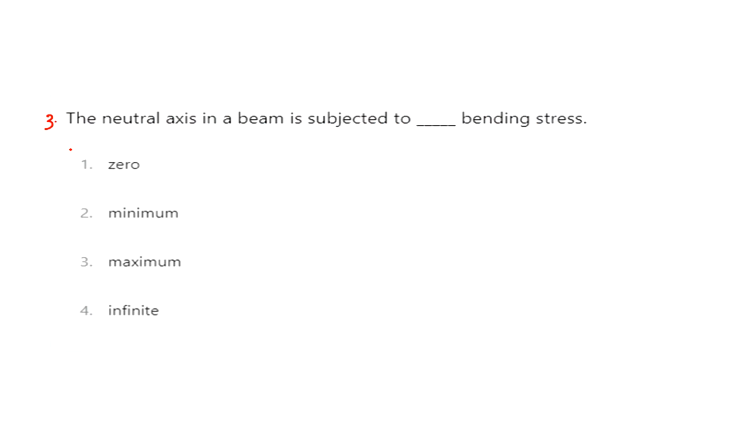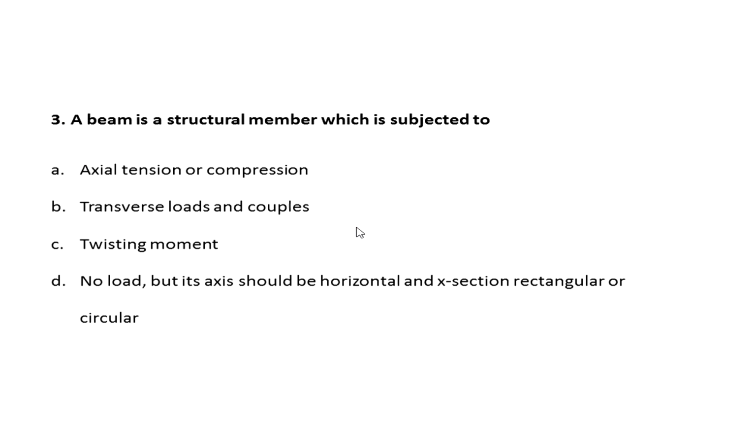The third question: the neutral axis in the beam is subjected to dash bending stress. The neutral axis in the beam is subjected to zero bending stress. The fourth one: the beam is a structural member which is subjected to. This question is asking what a beam is. Option A, axial tension or compression; option B, transverse load and couples; option C, twisting moments; option D, no load but its axis should be horizontal and cross section rectangular or circular. The answer will be this one.